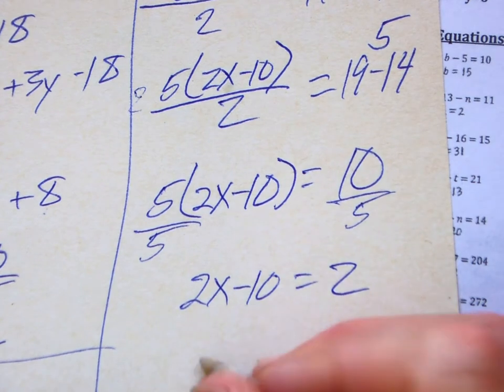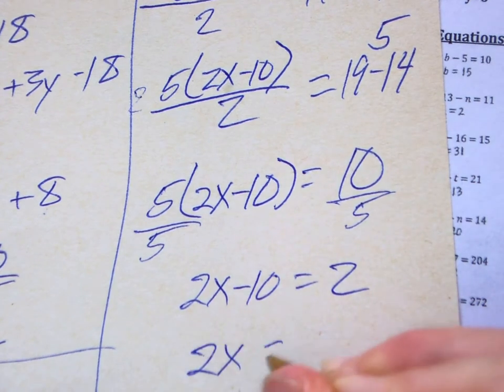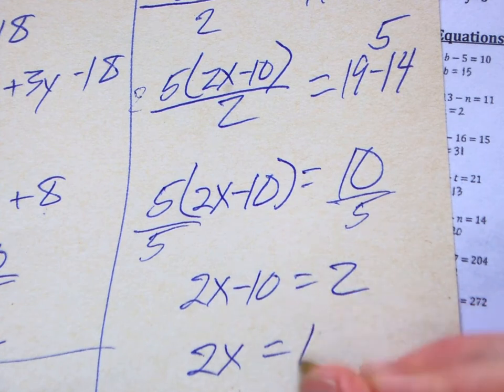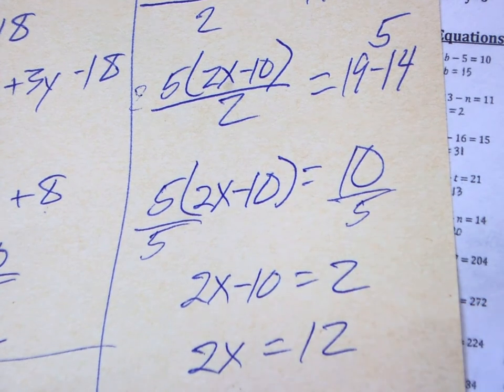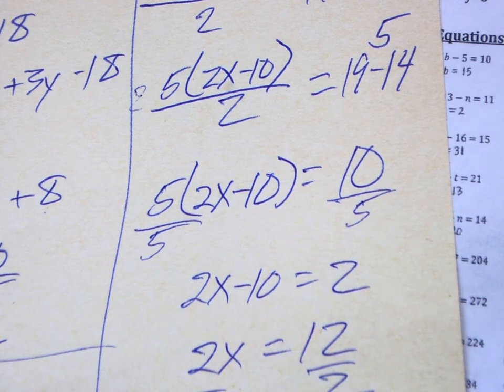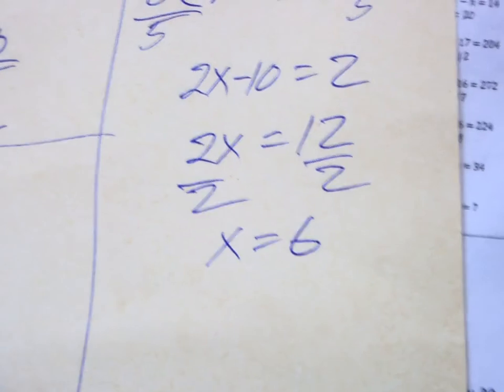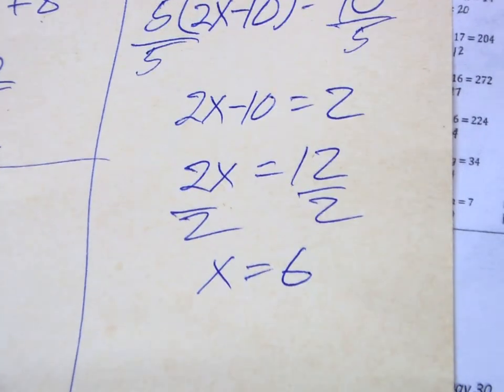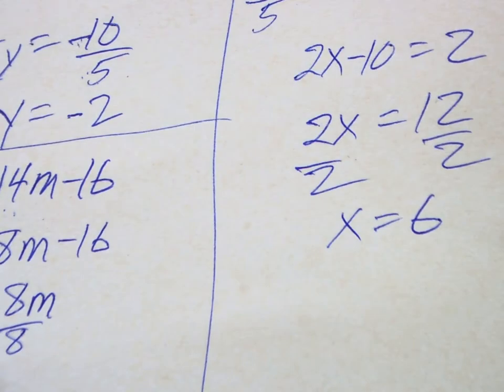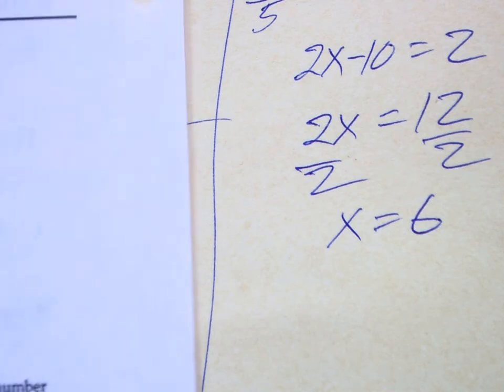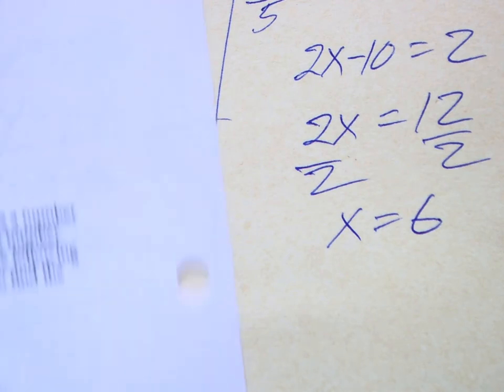Add 10 to both sides. Okay, 2x equals 2 and 10 is 12. Divide by 2. X equals 6. I divided by 2 in the end. You got it? Yeah, it's a little tricky. You got to maneuver things around so you can solve them. Okay, all these are pretty much kind of the same thing.